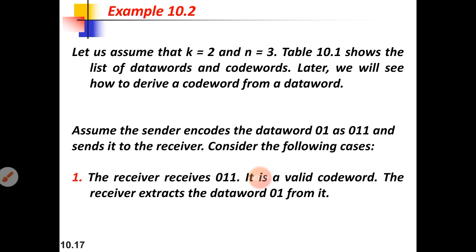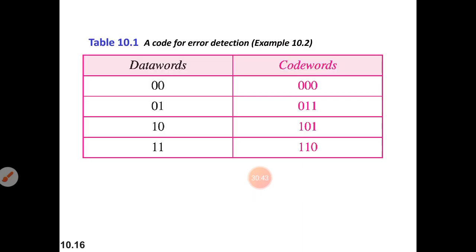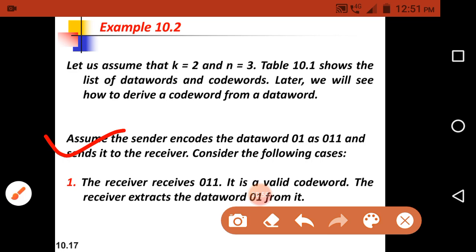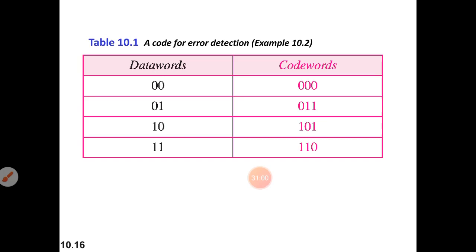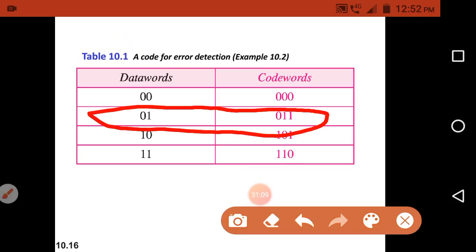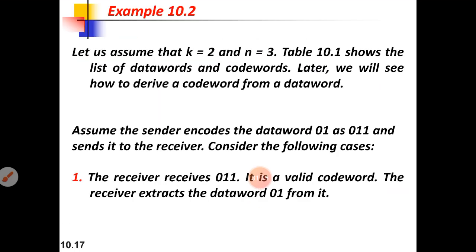So they also told us to refer to table 10.1, this one only. It contains the list of data words and code words. Later we will see how. Assume that the sender encodes the data word 01 to the code word 011. As I told, they have taken one of the data words and code words from this table. So they say assume the sender encodes 01 to 011 and sends it to the receiver, and consider the following cases.